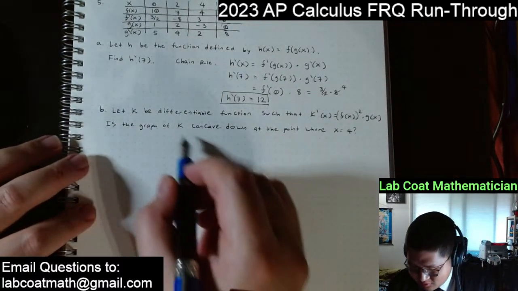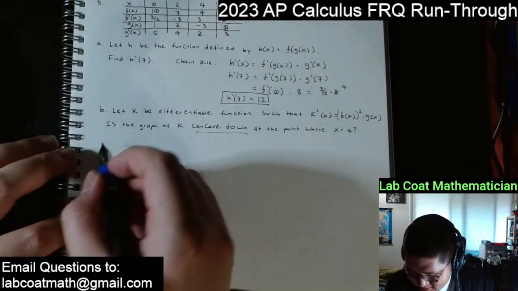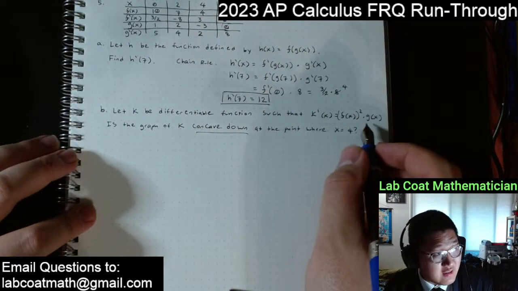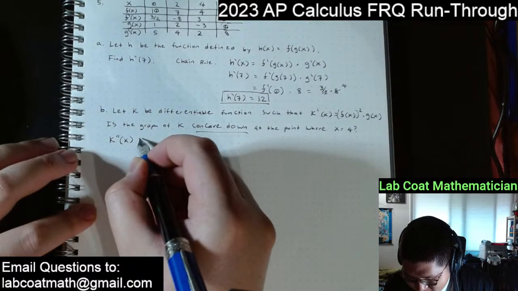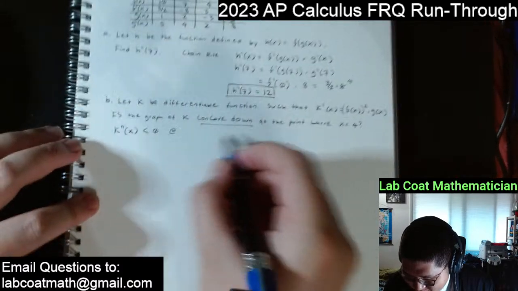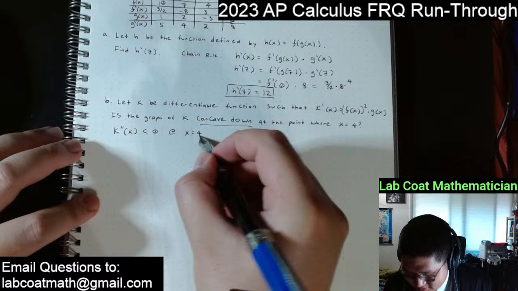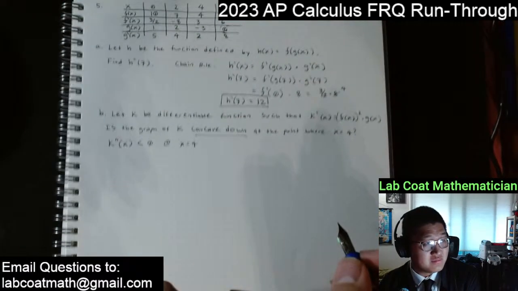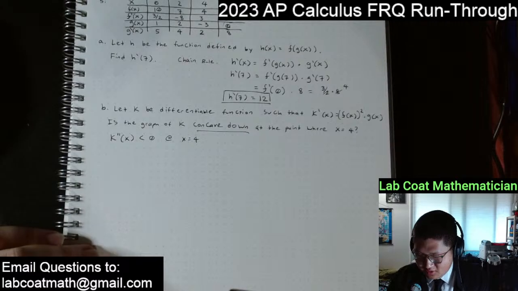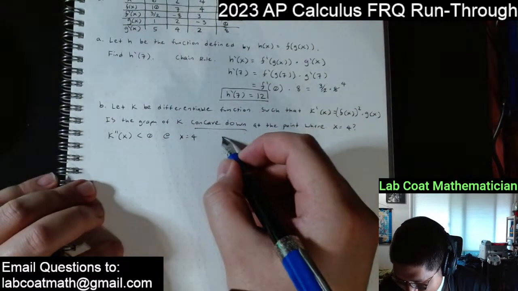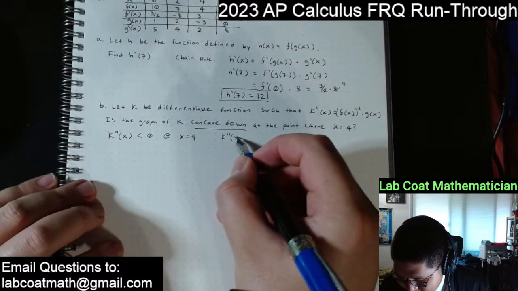Concave down, of course, means that even though they give the first derivative of k right there, we need to see that the second derivative of k is less than 0 at the point where x is equal to positive 4. So along with that, we can start our work by taking the second derivative of k.